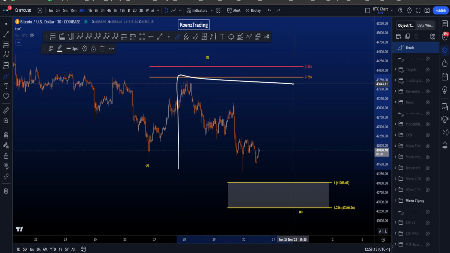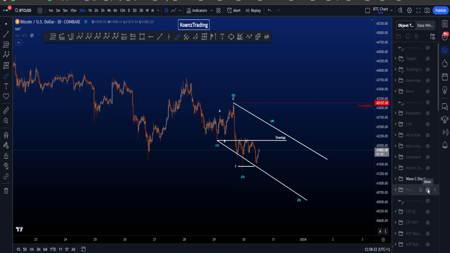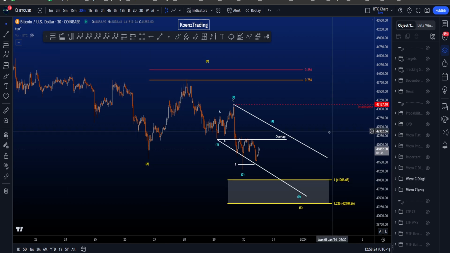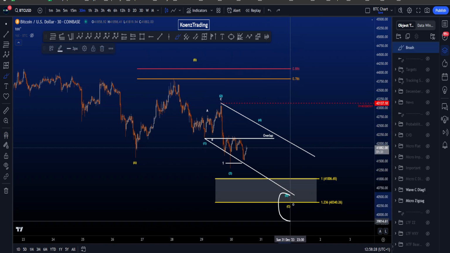So if we then zoom in to this structure over here, then I have a couple of scenarios that are important for the weekend and the probabilities as well. Starting with this diagonal scenario here, where we're looking for an ending diagonal in a wave C.